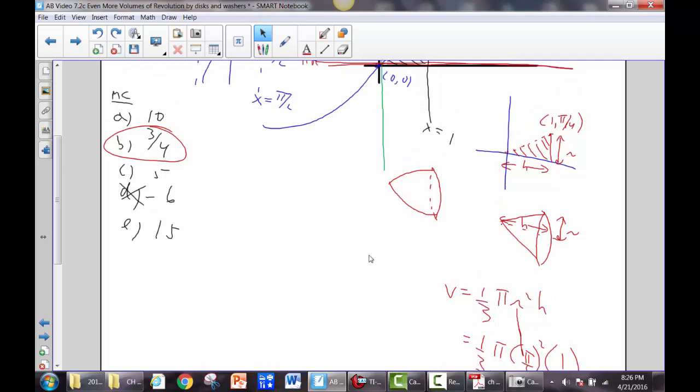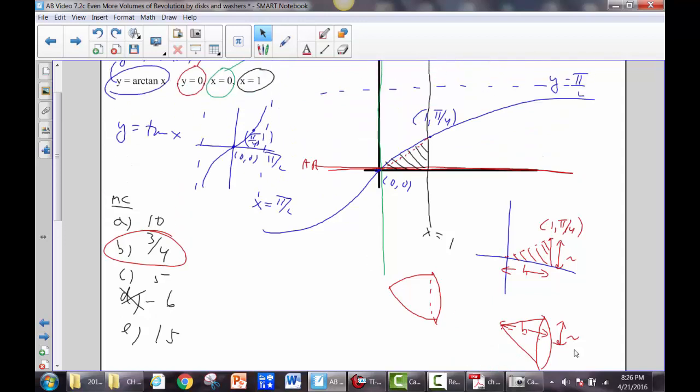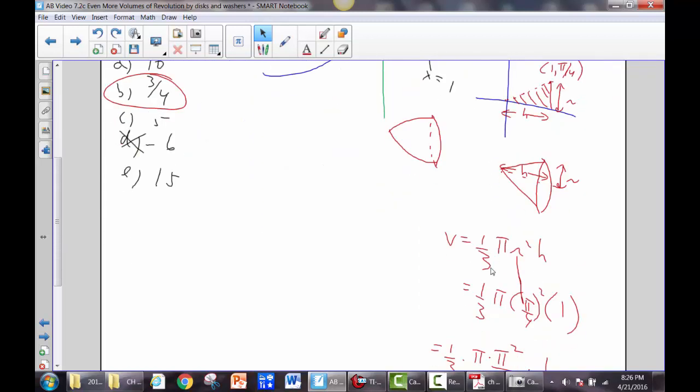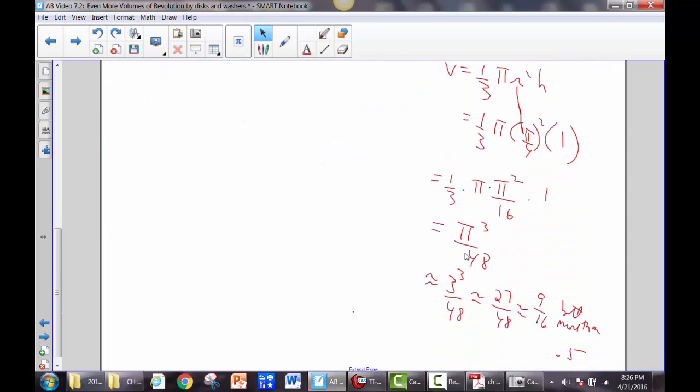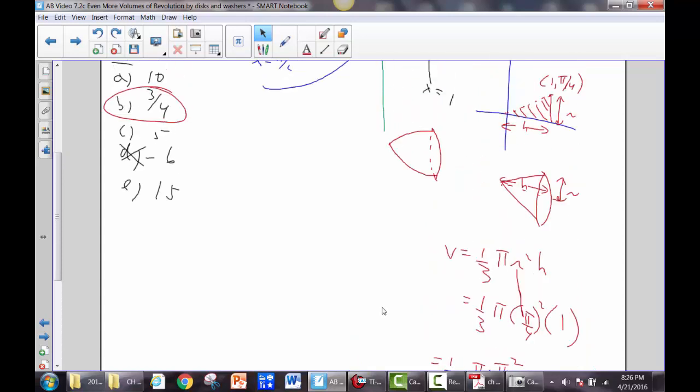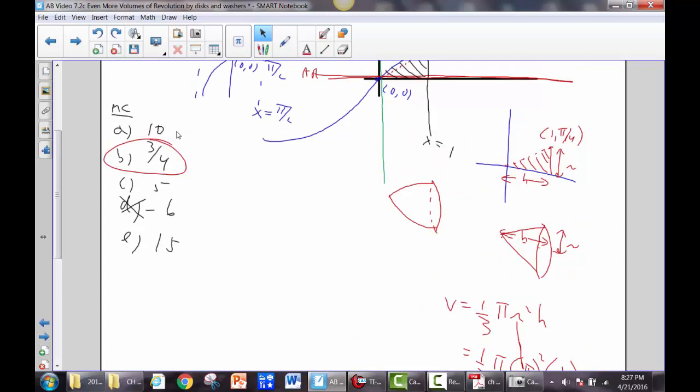So the radius, if you come back over here, is this height right here, which is pi over 4, because if you plug 1 into inverse tan, you have the angle whose tangent equals 1, which is pi over 4. The height of your cone is this height right here, which of course you can tell is 1. And so that gives pi cubed over 48, which is approximately 9/16. So the closest one to 9/16, close to 8/16, would be 3/4. The others are all wrong.